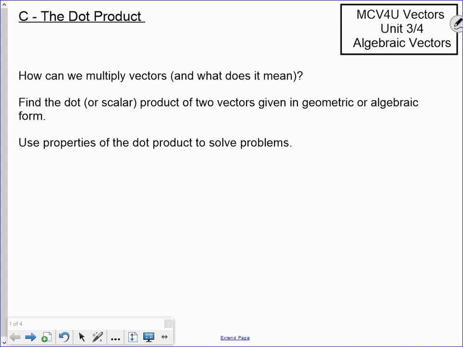And then we'll look at how you find the dot product, or the scalar product, of two vectors if you're given the vectors as geometric vectors, so as arrows or with magnitudes and angles and things like that. Then we'll take a look at how you do it if you are given them in algebraic form, so basically as those ordered pairs or ordered triples that we were looking at earlier in this unit. And then finally, in the practice questions, you're going to use the properties of the dot product to solve problems involving vectors.